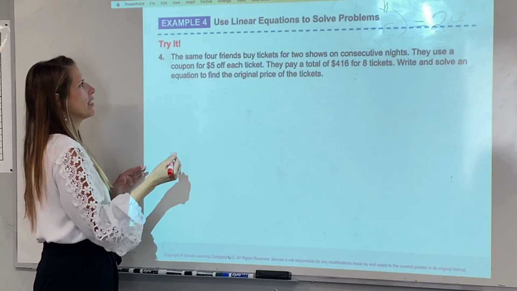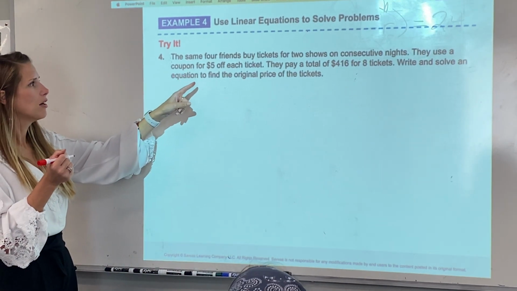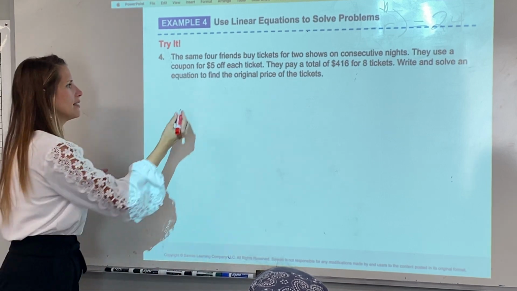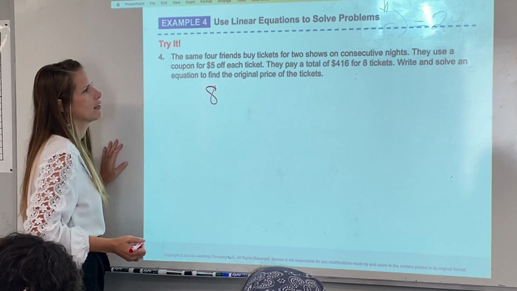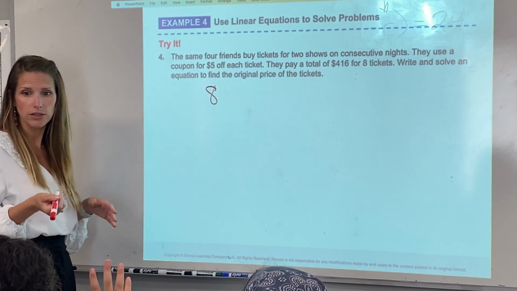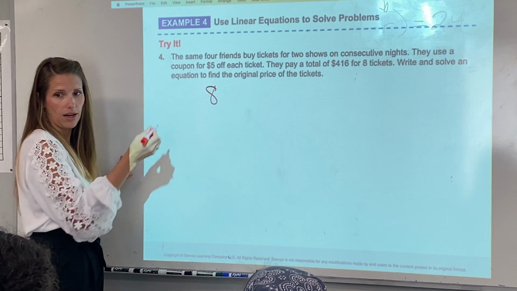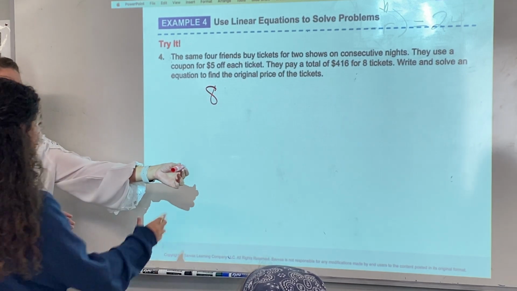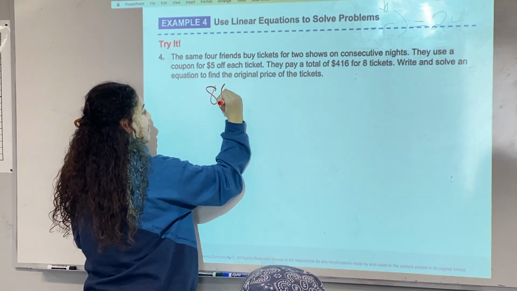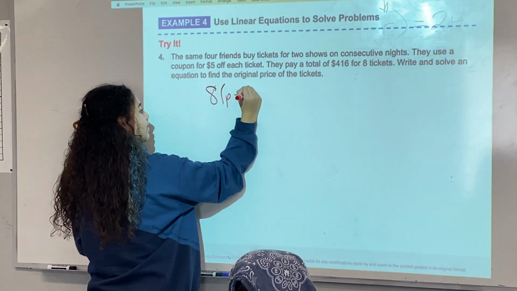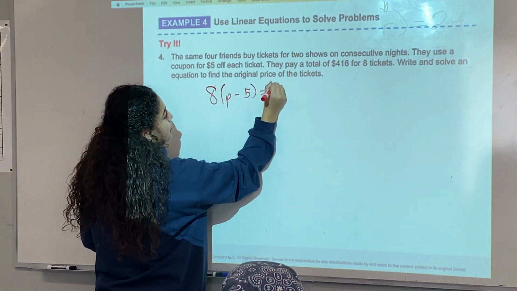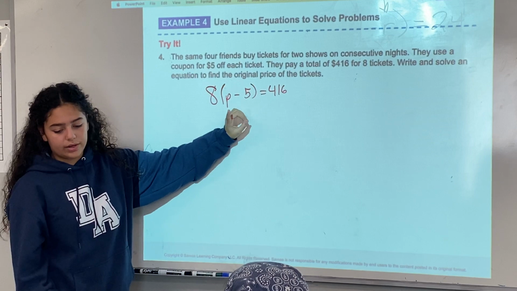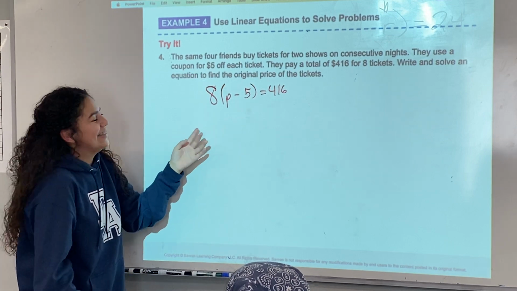All right, we have the same 4 friends bought tickets for 2 shows, and I heard somebody immediately say 8 tickets. Yeah, 8 tickets. Now we're gonna set it up just like before. This is your time to shine. You gotta tell us what you're doing as you're doing it. So she had 8 tickets, so just like the last one, where she had 4 tickets, you just put 8 in that position.